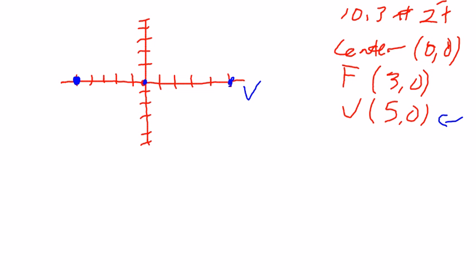I'll label that as V. I also know that at 3, 0, I get a focus, which means that's forward 3 from the center, so go back 3 from the center, I get another focus.